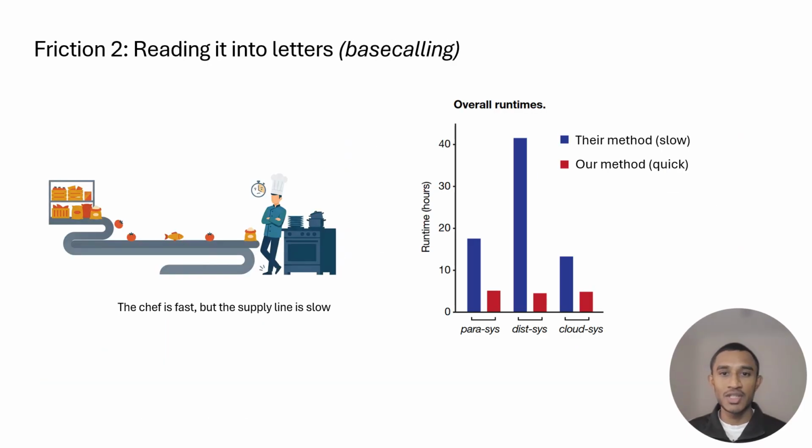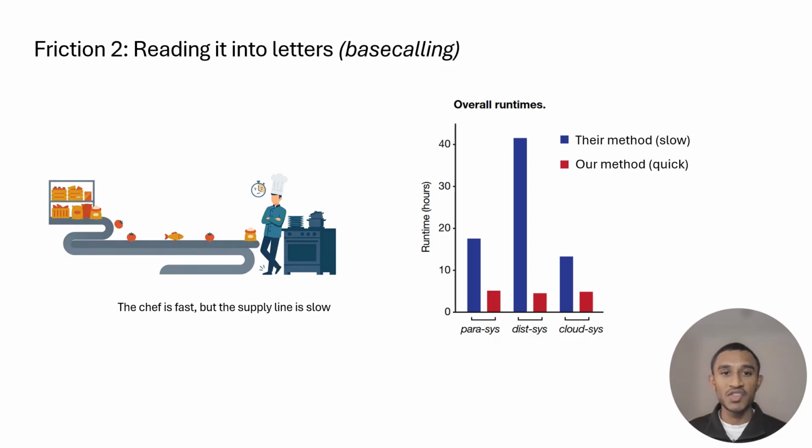The second friction is speed, turning the raw signal into letters. The step called base calling is heavy, and it runs on powerful, expensive processors called GPUs, the same chips used for gaming and AI. You'd think the way to go faster is just to buy more of them, but when I looked closely, I found the real holdup wasn't the computing at all. The processors were sitting idle, waiting, because the data couldn't be fed to them fast enough.